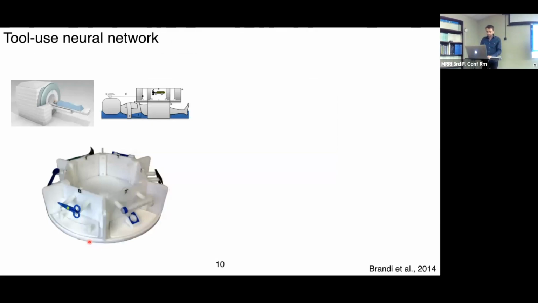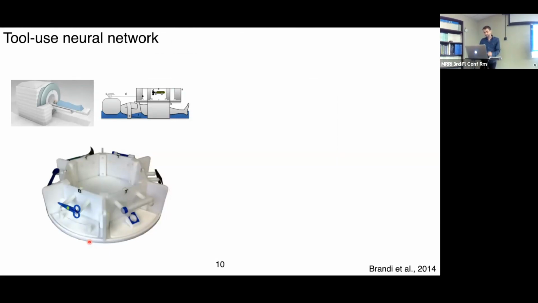So I was showing some examples of tool use deficits in apraxia patients, and I told you that those patients have a left hemisphere stroke. That's the patient population that we're interested in. So that raises the question about what is the contribution of the brain, and whether there is a tool use network in the brain.